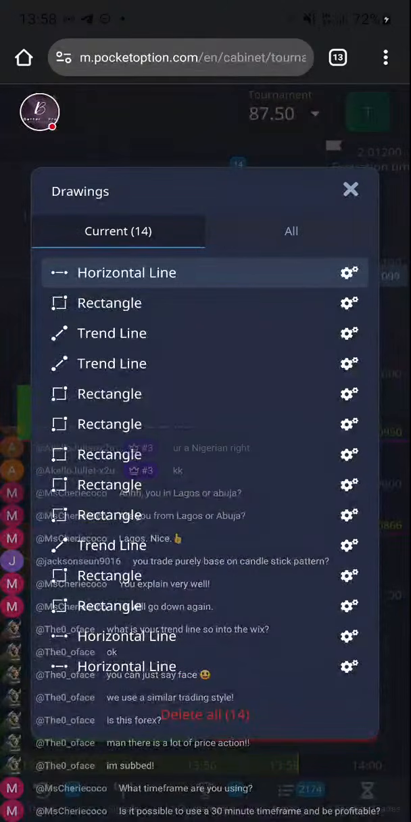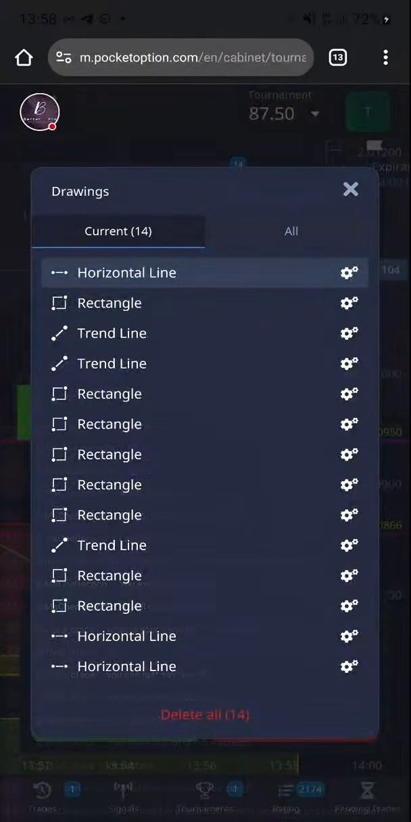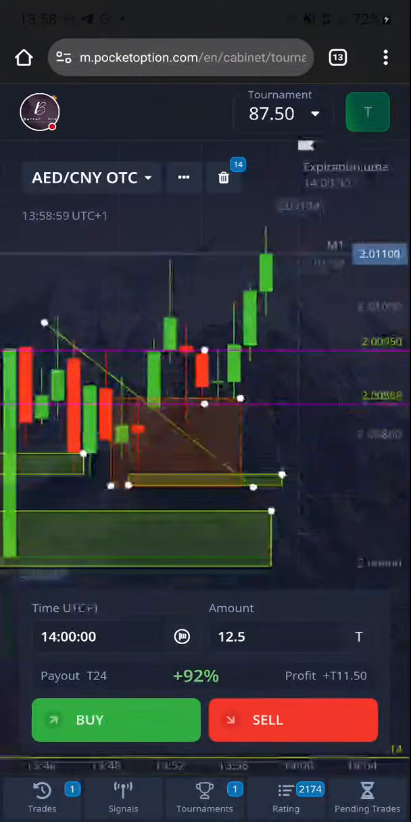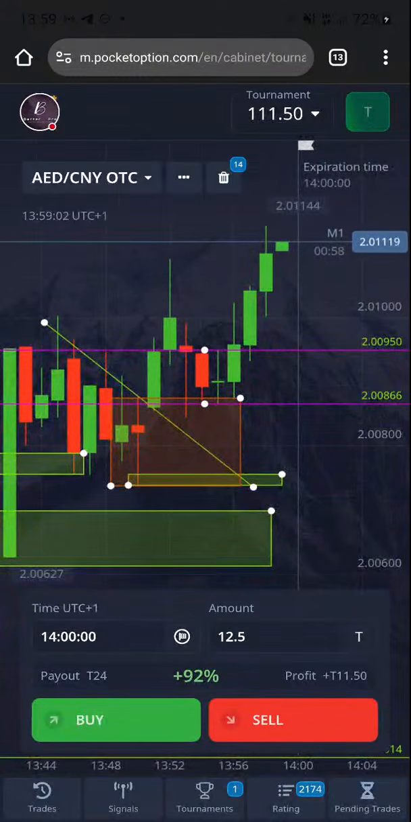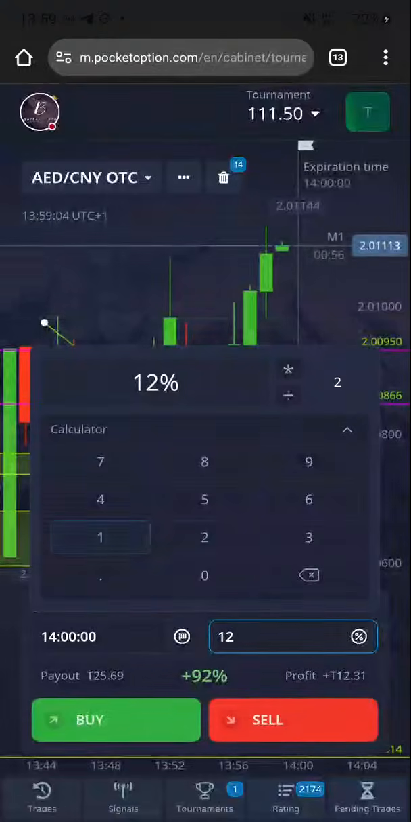Is it possible to use 30 minutes? Yes, you can use 30 minutes time frame. You can use 15 minutes if you have the patience to wait. You understand? If you have the patience to wait, why not? You can do that.